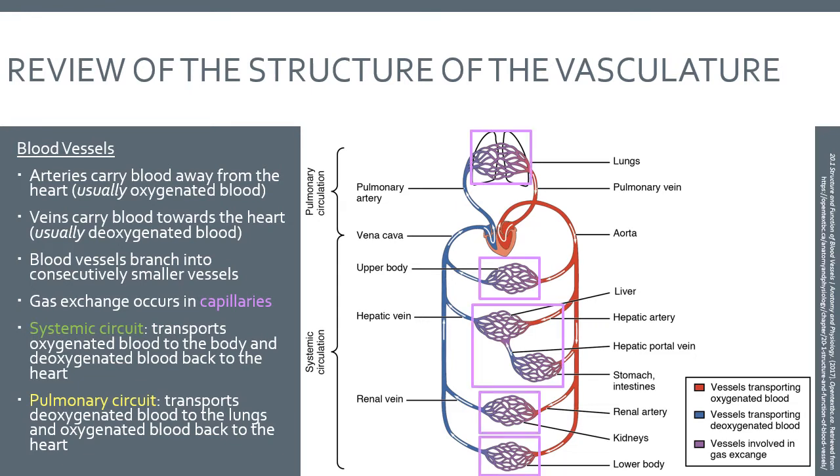Okay, so gas exchange occurs in capillaries, and there are lots of capillary beds all over the body. There are two different circuits that we refer to. The systemic circuit is the one that transports the oxygenated blood to the body, and then deoxygenated blood back to the heart. So this is basically everything except the lungs: upper body, lower body, everything except the lungs. And then we have the pulmonary circuit, which is really just the transport of deoxygenated blood into the lungs and oxygenated blood back to the heart. So two separate systems.